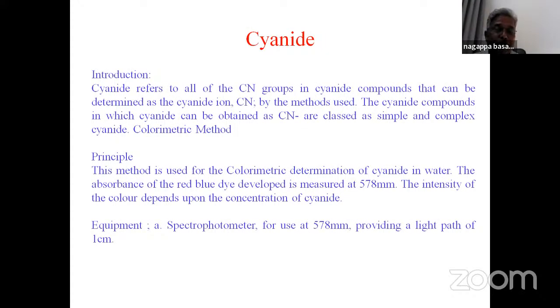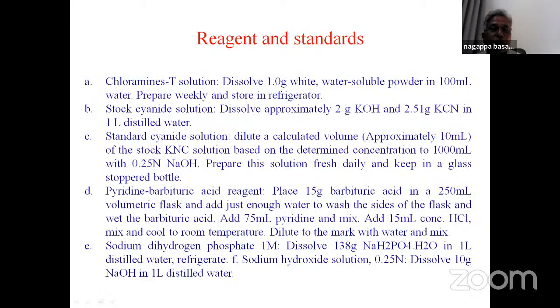Cyanide: generally in industrial effluent, we are asked to analyze cyanide. There are two types of cyanide. One is free cyanide as HCN, another is complex cyanide, like the ferrous ammonium sulfate complex. For that, different procedures we have to use.